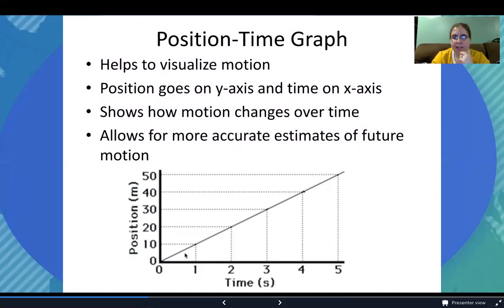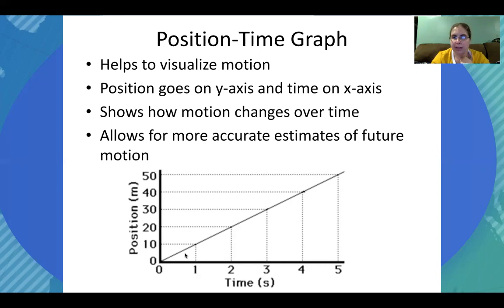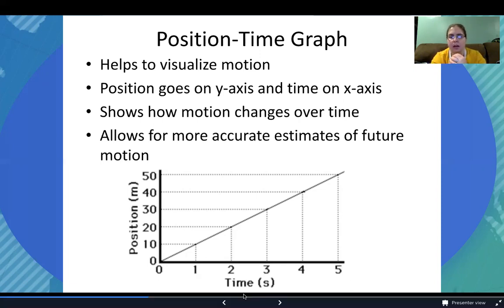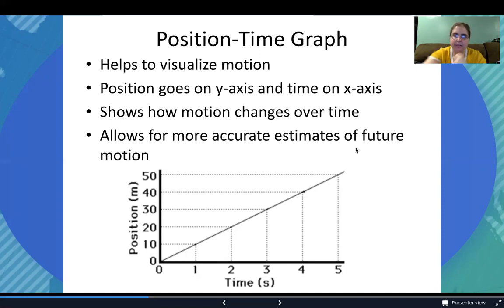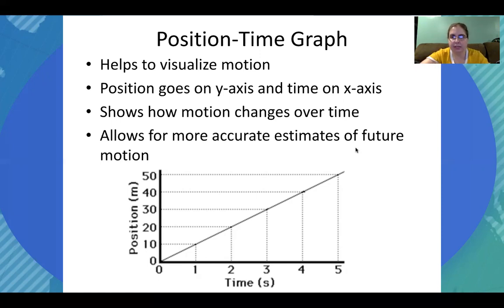Because of this, it allows for more accurate estimates of future motion. We only measured 5 seconds. But from this, could I make a prediction about how far someone would get in 10 seconds? Well, yeah, if I just keep following this line up, I can figure it out. And then it would give me a very accurate estimate.